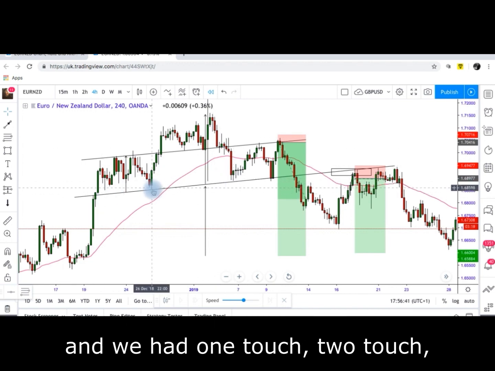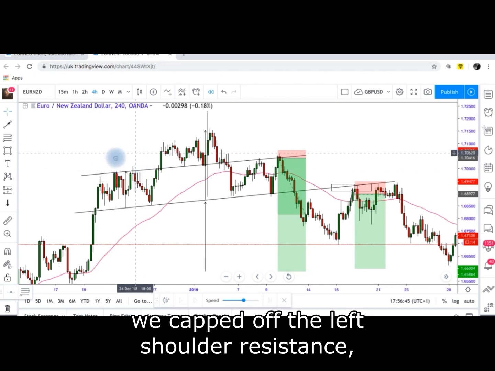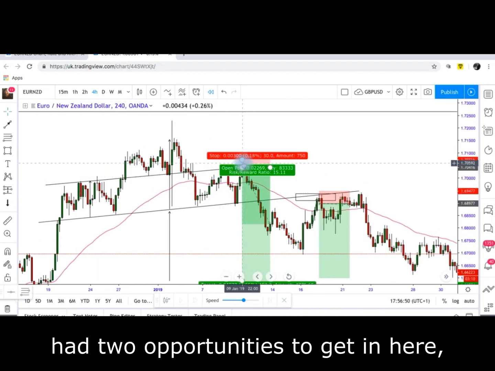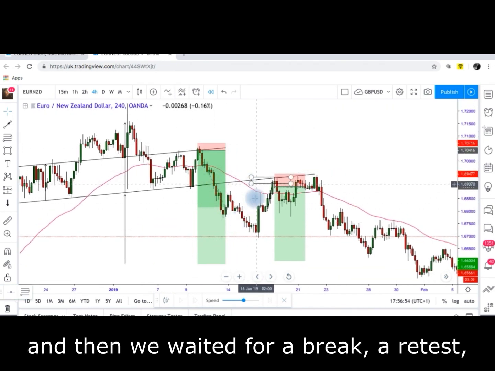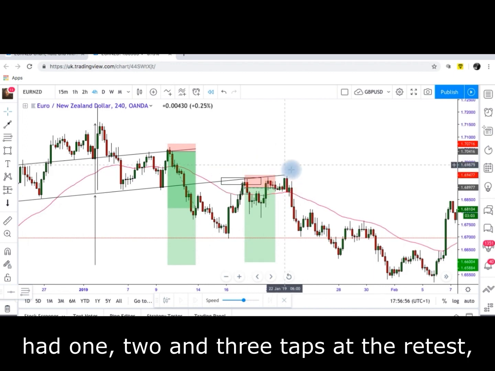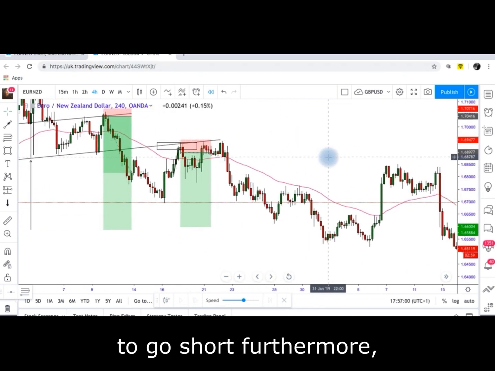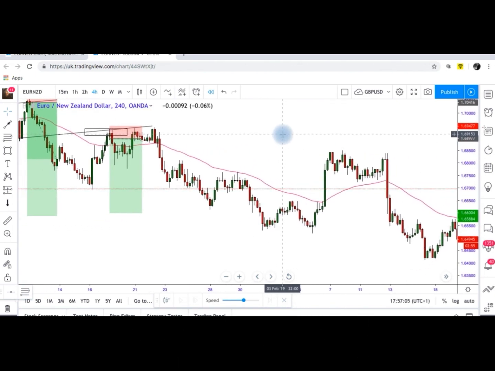Once we saw this point here, and we had 1 touch, 2 touch, we capped off the neckline, capped off the left shoulder resistance, anticipated the right shoulder, had 2 opportunities to get in here. And then we waited for a break, a retest, had 1, 2, and 3 taps of the retest to provide us with 3 opportunities to go short furthermore. And now we're looking for more opportunities within this market.